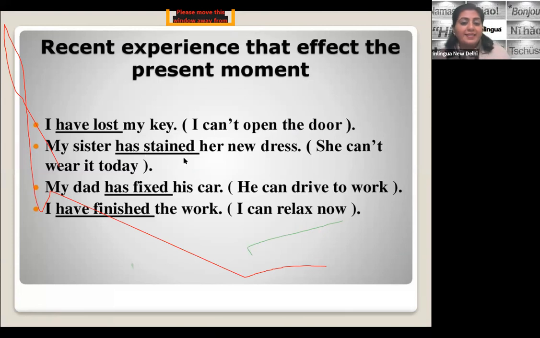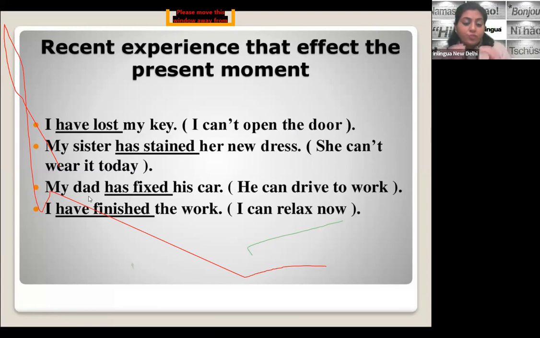My sister has stained her new dress. There is a stain on your sister's new dress. She cannot wear it today because she has just dirtied or stained her new dress. My dad has fixed his car. He can drive to work.